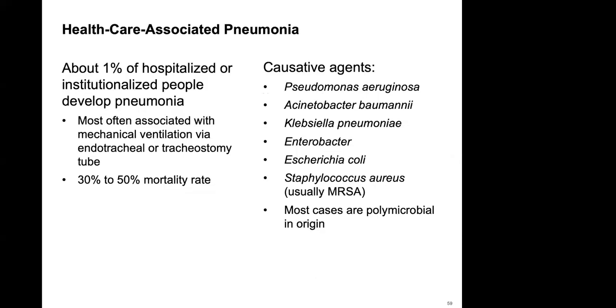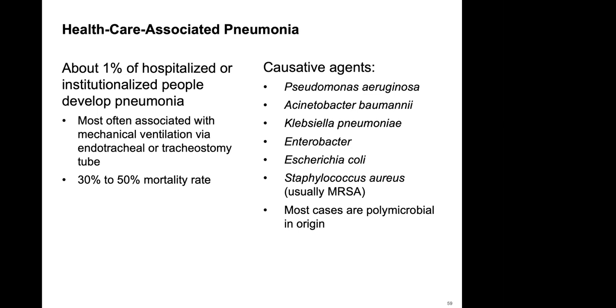You also have what we call healthcare-associated pneumonia. About 1% of hospitalized or institutionalized people, meaning those in a long-term care facility, can develop pneumonia. It's most often associated with individuals on a ventilator, either through an endotracheal or a tracheostomy tube. This can have a 30 to 50% mortality rate, so the mortality rate is pretty high. You can see the causative agents here.